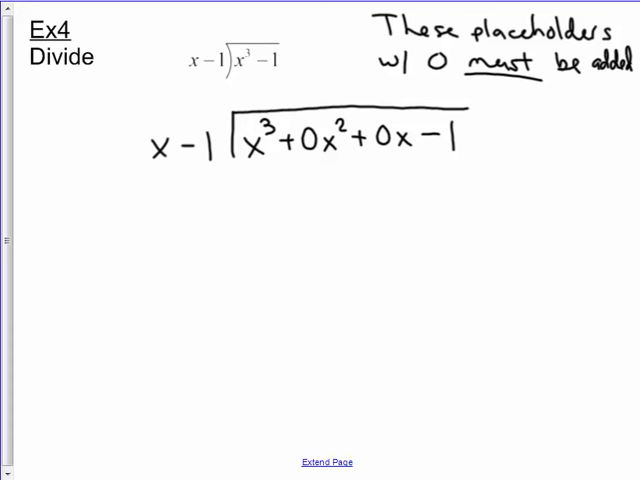So I have x squared minus 1, and now I'm going to play the same game. What times x is x cubed? Well, that's x squared. I multiply x squared down, x cubed minus 1x squared. I subtract, which means x cubed becomes negative, the 1 becomes a positive 1x squared. I add down, I get 1x squared plus 0x.